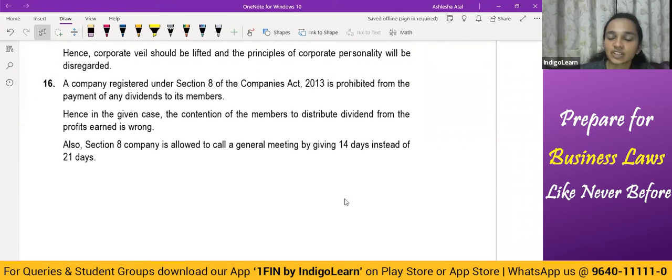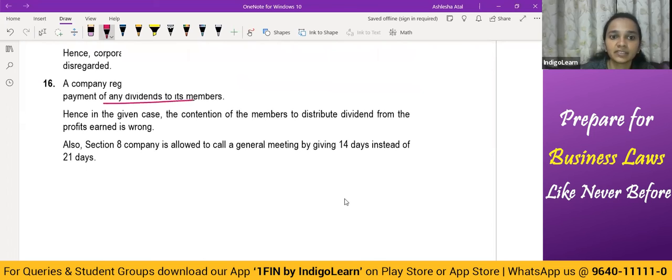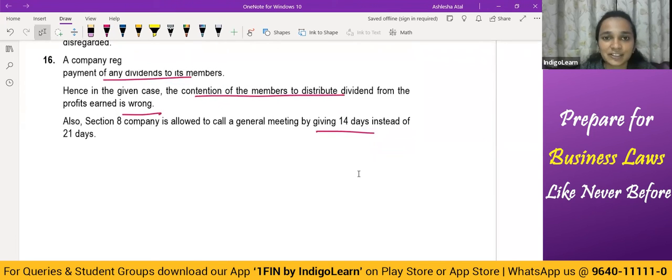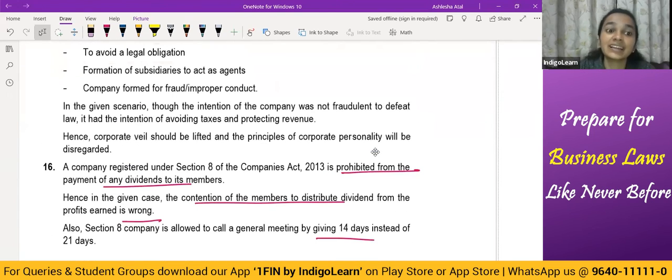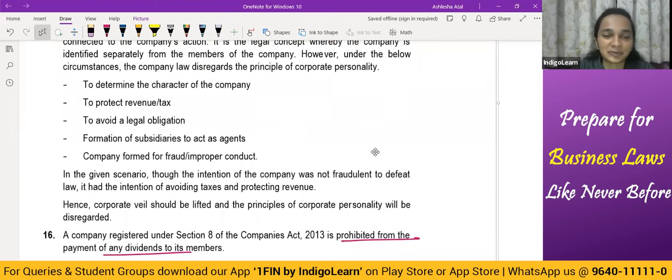So a company under Section 8 is prohibited from paying any dividend to its members. So the contention of members to distribute dividend is wrong. The company is allowed to call a general meeting by giving 14 days notice instead of 21 days. So that act of the company is valid. Let's have a look at the last question now.